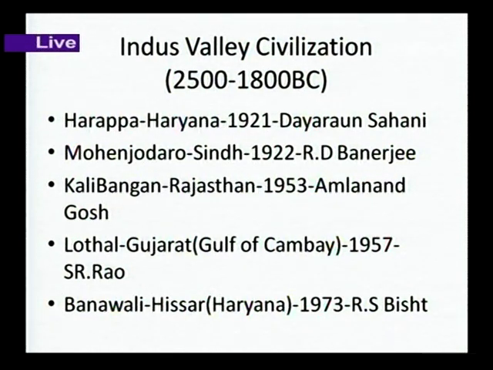Amalananda Ghosh discovered this place in 1953. Next we have Lothal, in present Gujarat, at the Gulf of Cambay. This was discovered by S.R. Rao in 1957. Then we have Banawali, in present Hisar, which comes under Haryana state. This was discovered by R.S. Bisht in 1973.